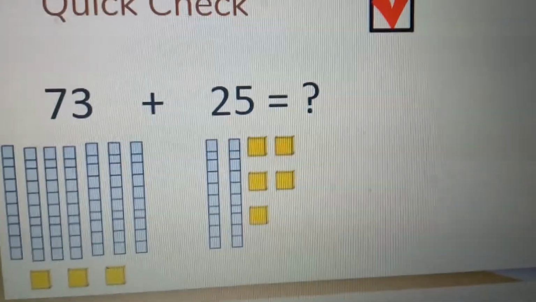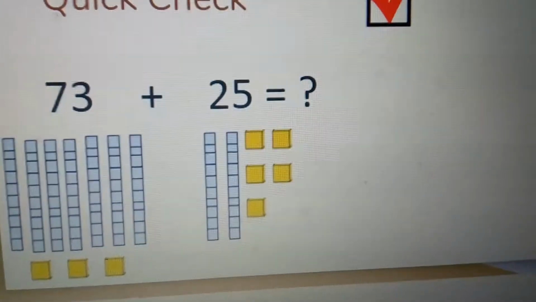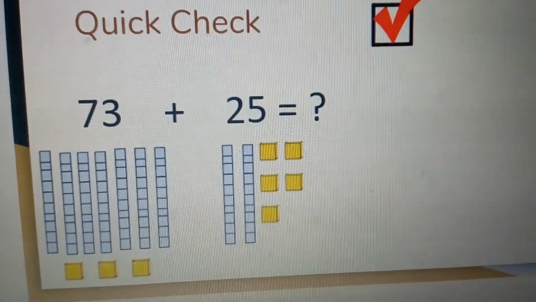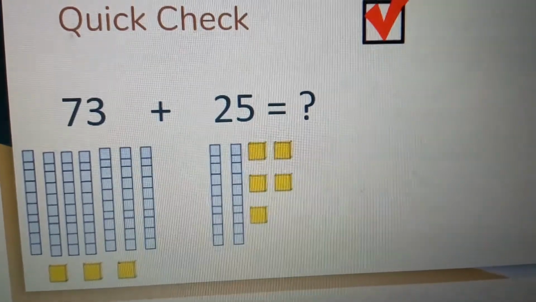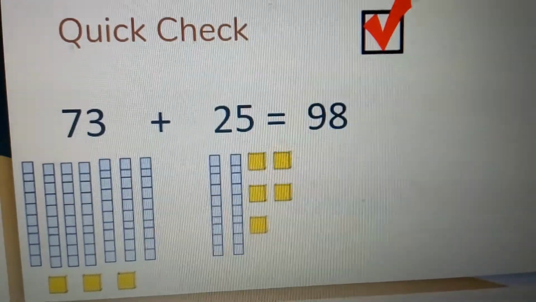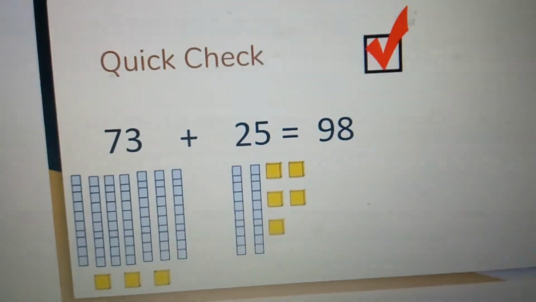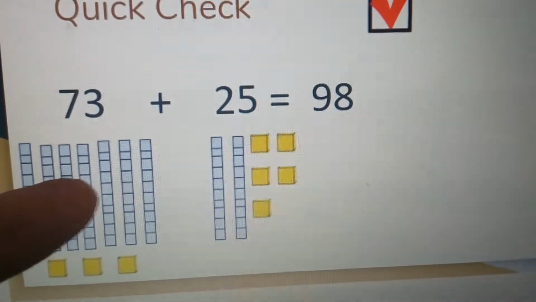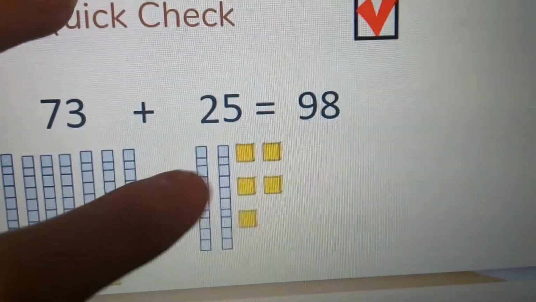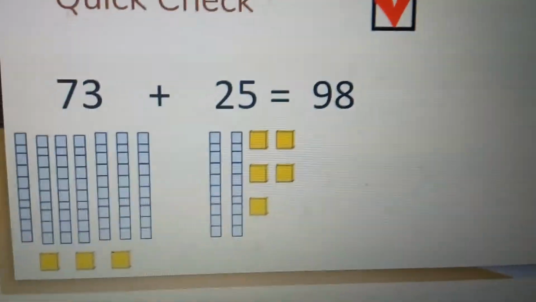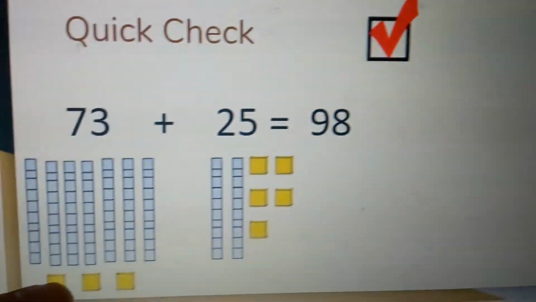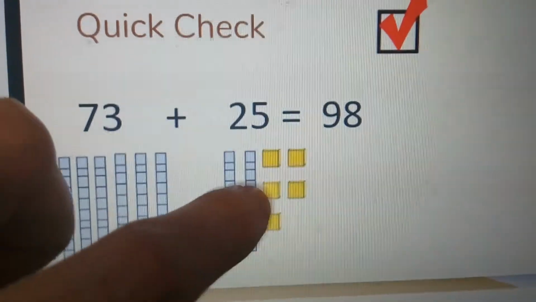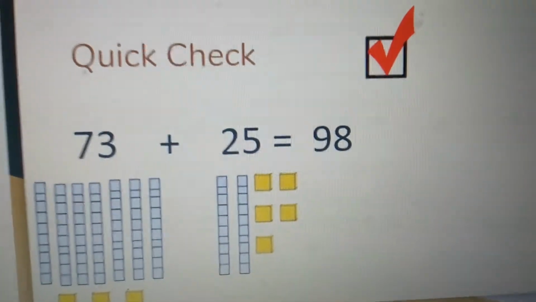73 plus 25. In the side, type your sum. Should have gotten 98, but let's check. 10, 20, 30, 40, 50, 60, 70, 80, 90. 91, 92, 93, 94, 95, 96, 97, 98.